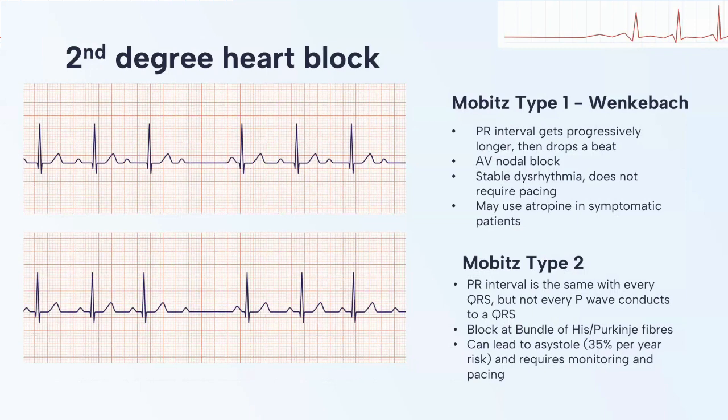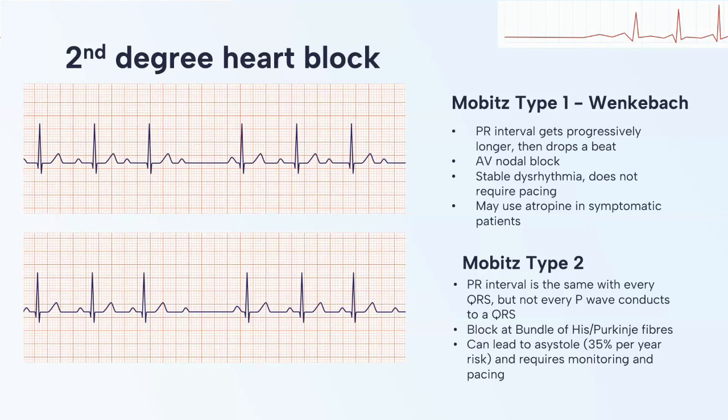There are two types of second-degree block. The first is Mobitz type 1, which is also a Wenckebach rhythm, and then you get Mobitz type 2. The type 1 heart block is characterized by a progressively prolonging PR interval, and then it drops a beat. If you can see here, it's got a short PR, a longer PR, it gets longer still, then it drops a beat. Then you've got a normal PR, then it gets longer, and then it drops a beat.